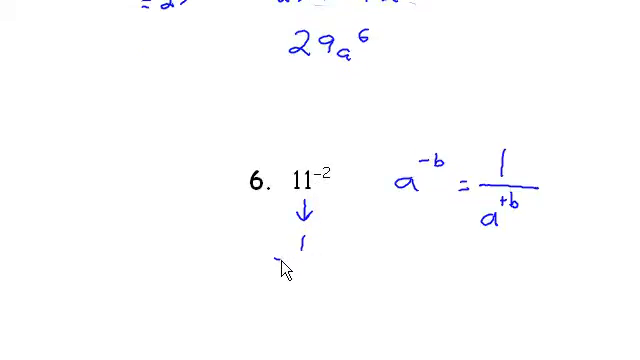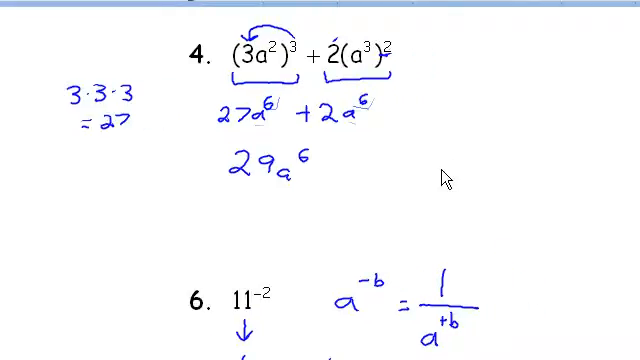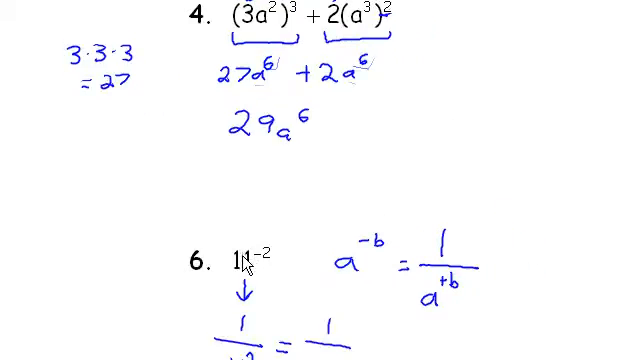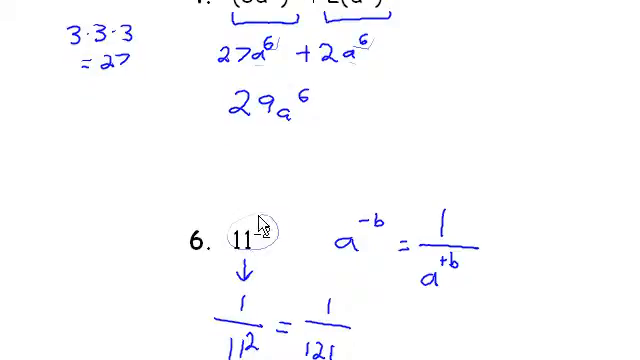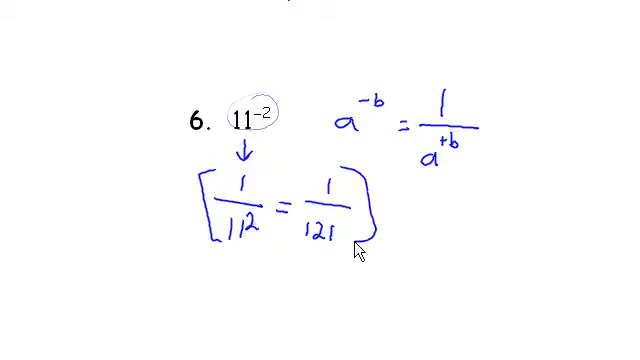This becomes 1 over 11 squared, which equals 1 over 11 times 11, which is 121. So the trick was realizing that we can take the reciprocal of this term. It changes the sign on the exponent. And then from there, we just simplify it. So this becomes 1 over 121.